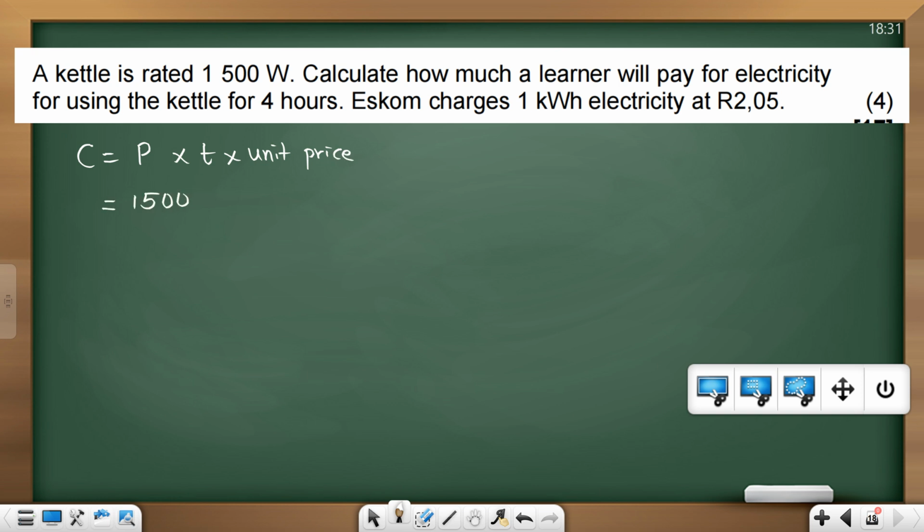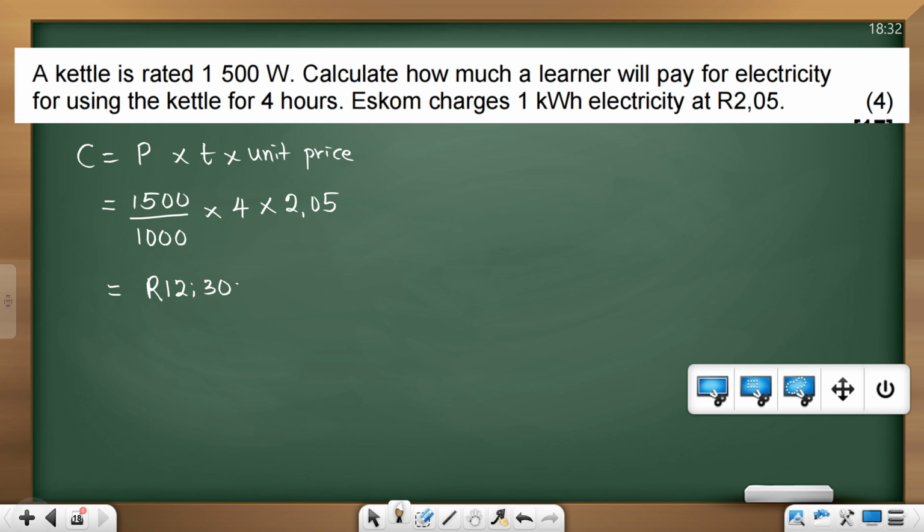I want to do something here. If I leave it like this, it's wrong, right? So I can come here and show that I am dividing. Does that make sense? That's now kilowatt. What is my time? 4 and unit price? 2,05. What did you say answer is? 12 rand and 30 cents. Thank you very much. It's money we're talking about here.